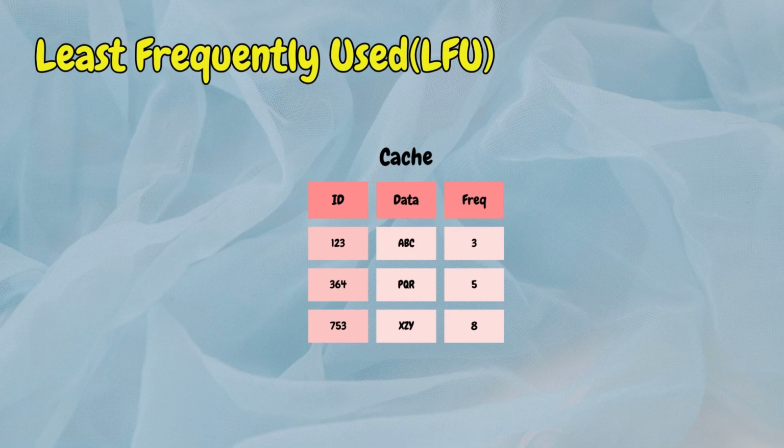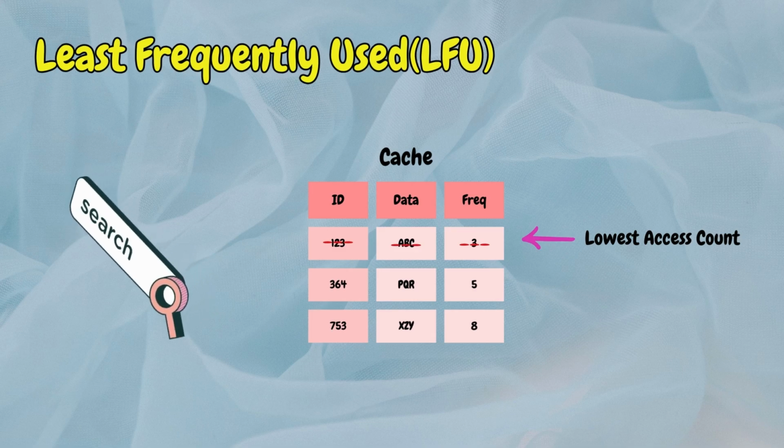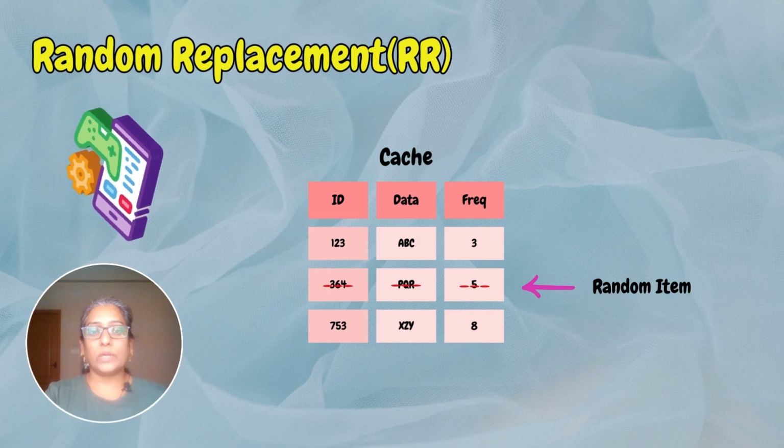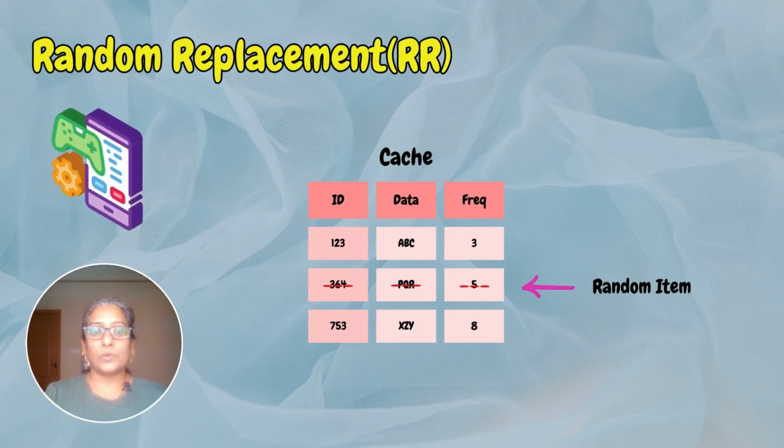Least frequently used caching removes items that are accessed the least frequently. LFU keeps track of access frequency, and when space is limited, it removes items with the lowest access count. For example, in a search engine cache, less frequently searched queries may be evicted to make room for popular ones. Random replacement caching selects items for eviction without considering access patterns. For instance, in a gaming app cache, when new game assets are to be cached, RR randomly selects existing assets to replace.